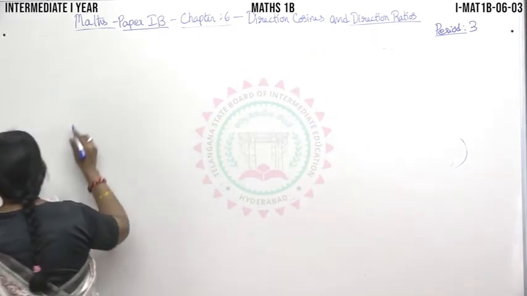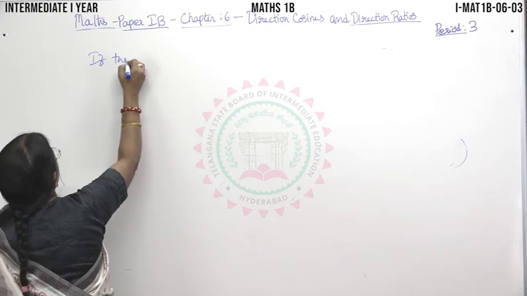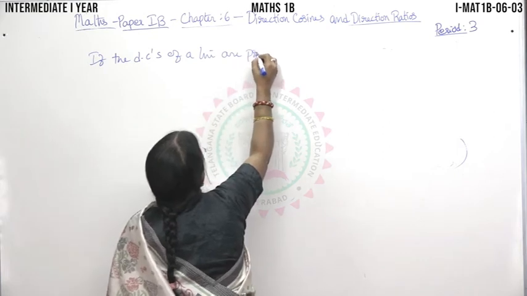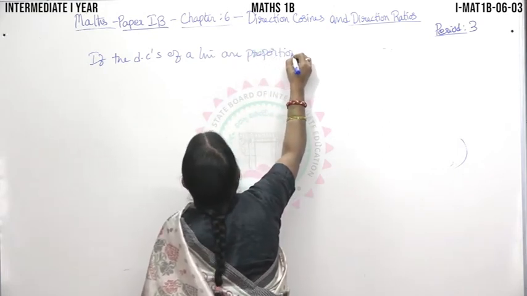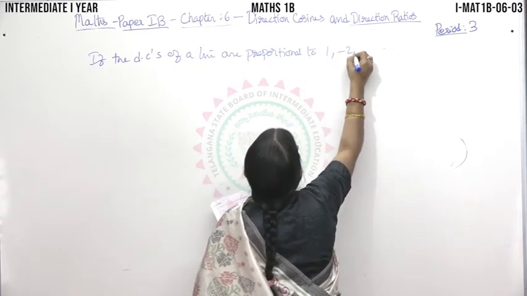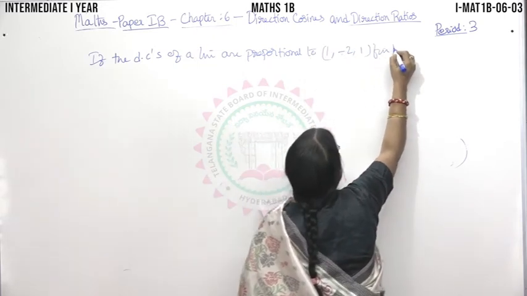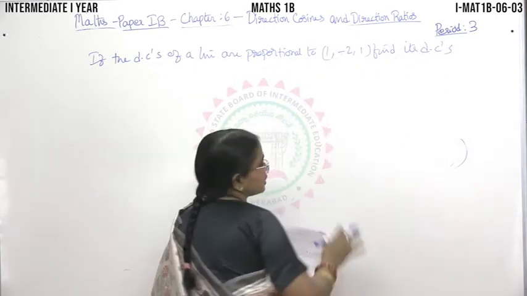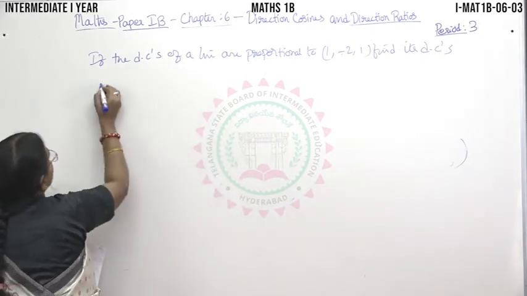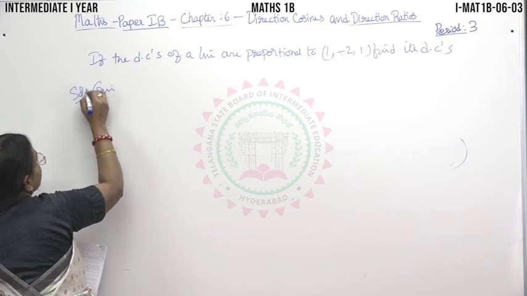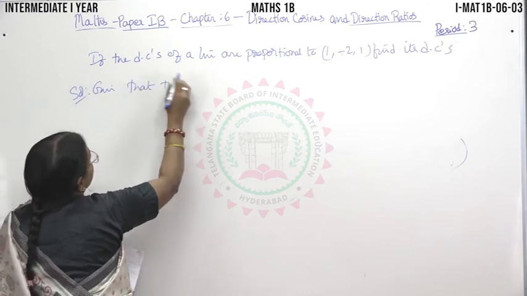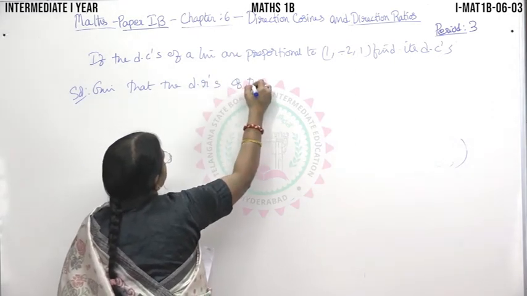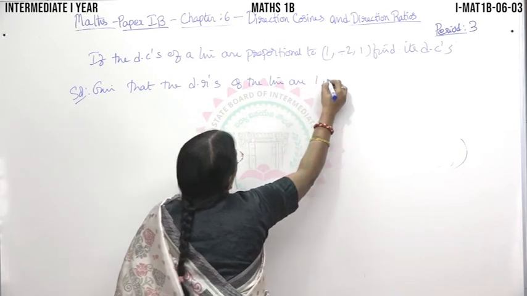Actually, second example: if the DCs of a line are proportional to 1, minus 2, 1, find its DCs. You may think DCs are given, find DCs like that. No, DCs are proportional to. So what is given? You are given that the DRs are proportional, so they become the DRs. So the direction ratios of the line are 1, minus 2, 1.